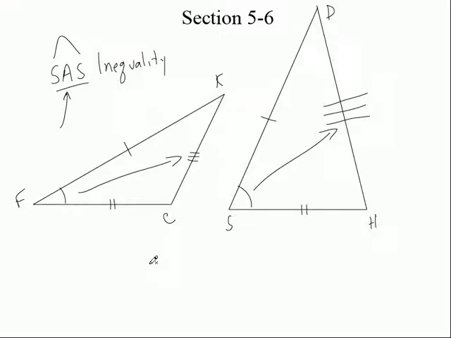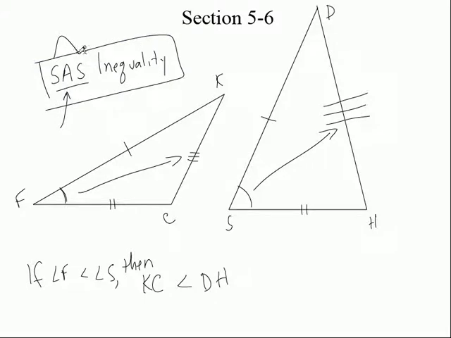Let's see. What can we say about this situation? I could say KC is less than DH. If angle F is smaller than angle S, then KC is less than DH. We could call that the converse of the Hinge theorem, but I like this better. I think this explains it a little more, and I would stick with it even though the book doesn't. I would call it the side angle side inequality. That's the kind of stuff they're going to give you.